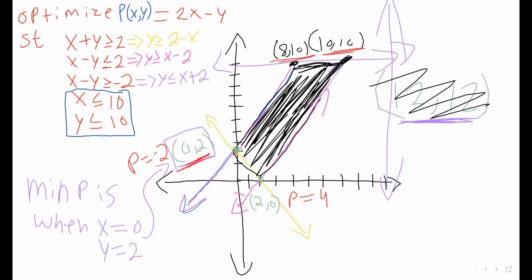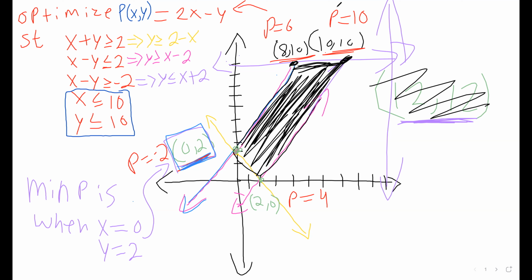So if we plug in 8 for x, then we get 16, and then we subtract 10. So this would give us p equals 6. And then this 10, 10 would give us p equals, well, we plug in 10, we get 20, subtract 10, we get 10. So that's plugging it into this equation. So clearly, our smallest p is still the 0.02. So our minimum does not change.